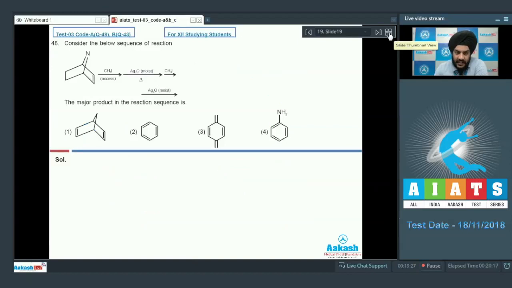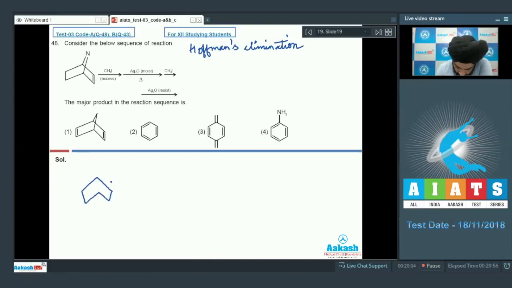Consider the below sequence of reaction. In the first step, the bridgehead amine compound is allowed to react with CH3I in excess, and it is further allowed to react with moist Ag2O. So students, the examiner is interested in Hofmann's elimination. In the first step, the lone pair over nitrogen is going to attack the CH3I and the nitrogen will get methylated exhaustively.